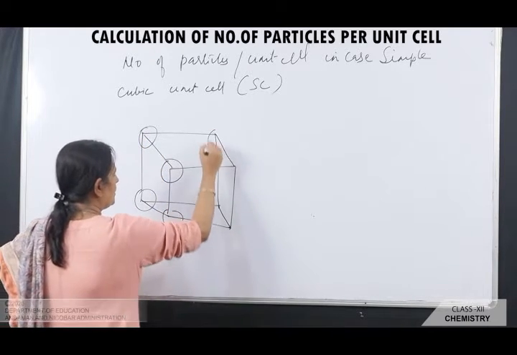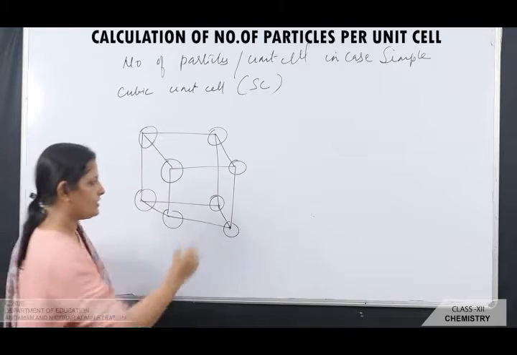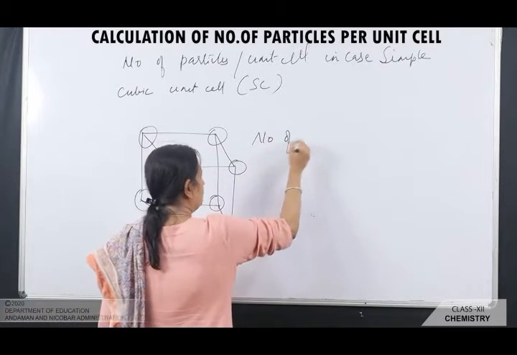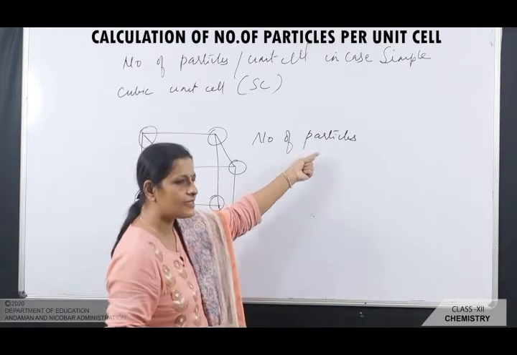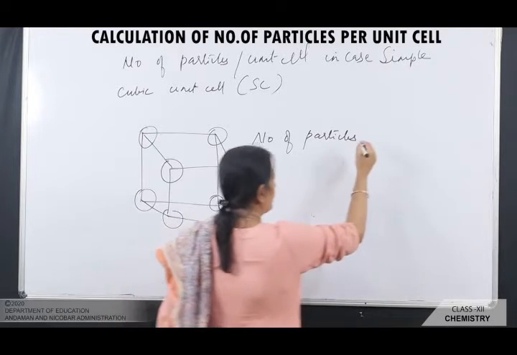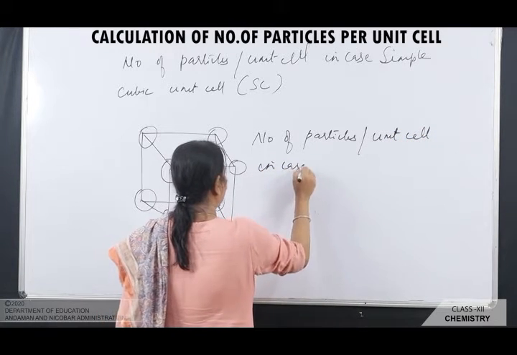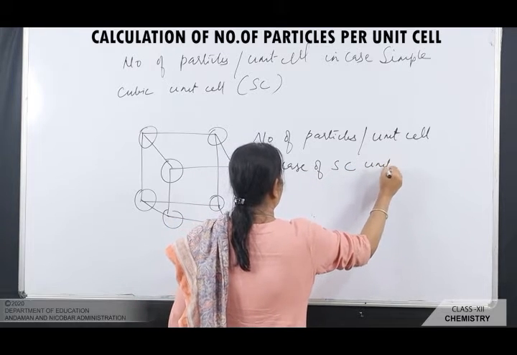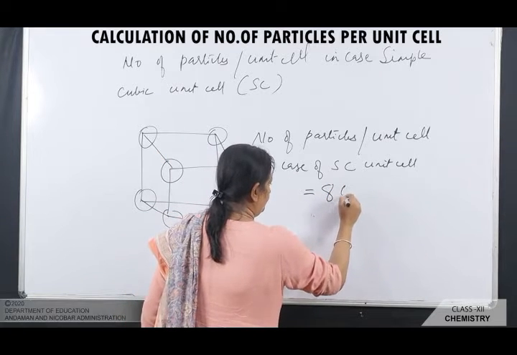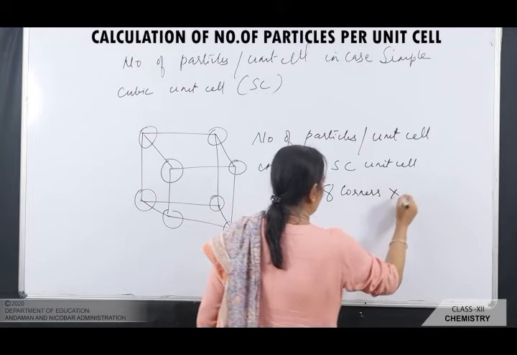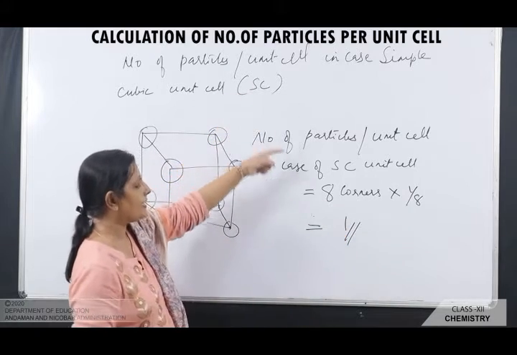So how many corners are there? 8 corners, and we know the contribution at the corner is how much? 1 by 8. So what will you write? Number of particles. I am not writing it as atom or molecule. Just I am specifying number of particles. The particles can be what? Atoms, molecules or ions. Number of particles per unit cell in case of simple cubic unit cell. So you have got it only where? At the corners. So 8 corners. And what is the contribution at the corner? 1 by 8. So how much it will come? 1.